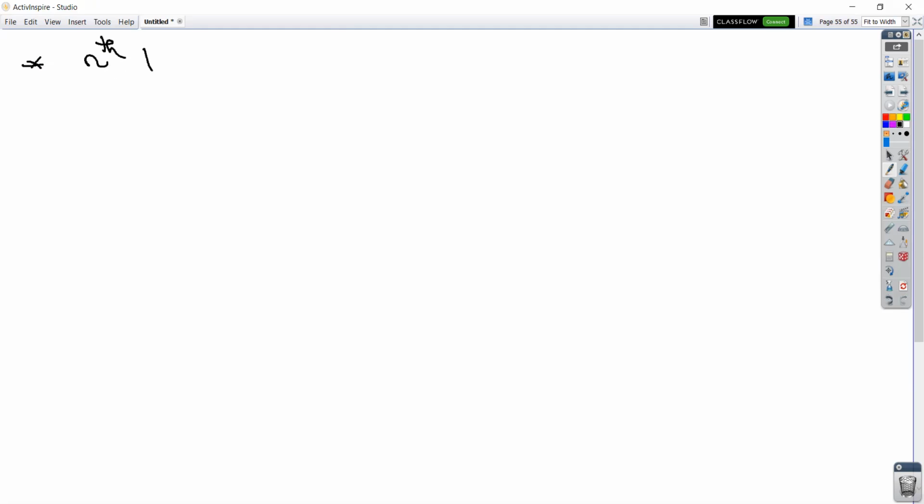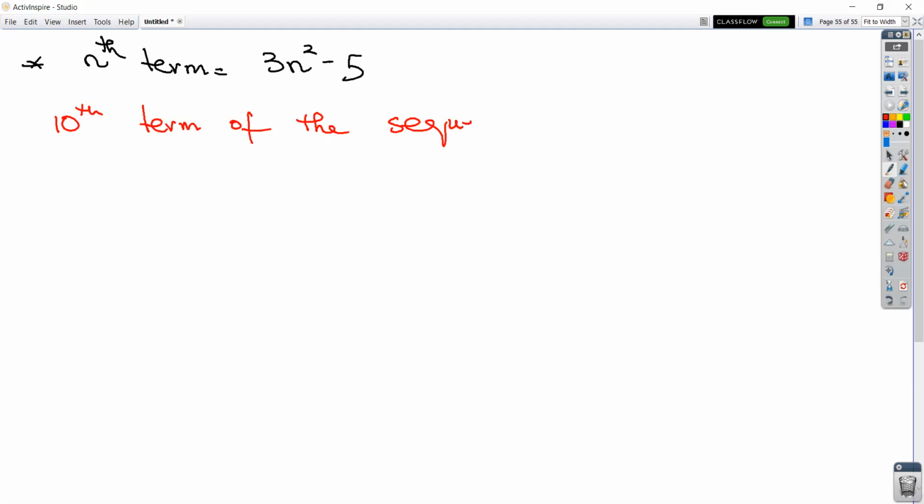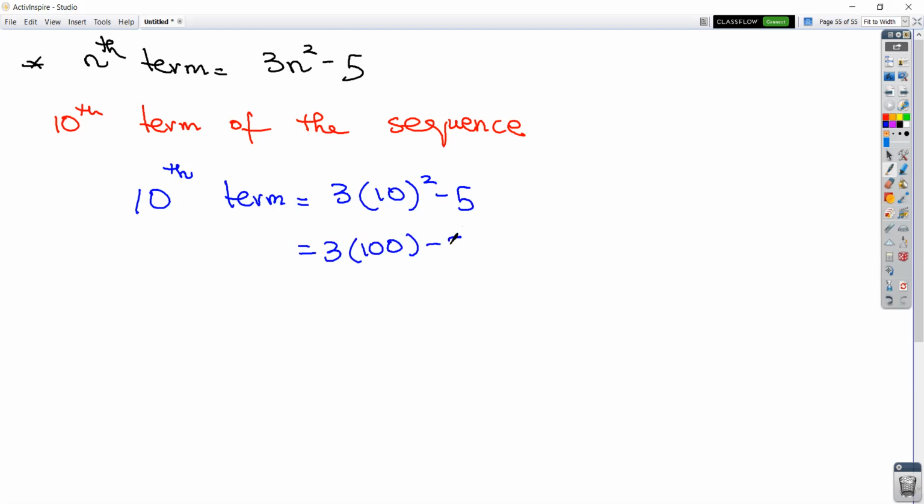The nth term of the quadratic sequence which we had in the previous part would be 3n squared minus 5. Now they possibly could ask you to find the 10th term of the sequence. To find the 10th term, which means that n is 10, you replace n with 10, so the 10th term equals 3 times 10 squared minus 5. And you do the simplification after. So the square of 10 is 100, and you have minus 5.